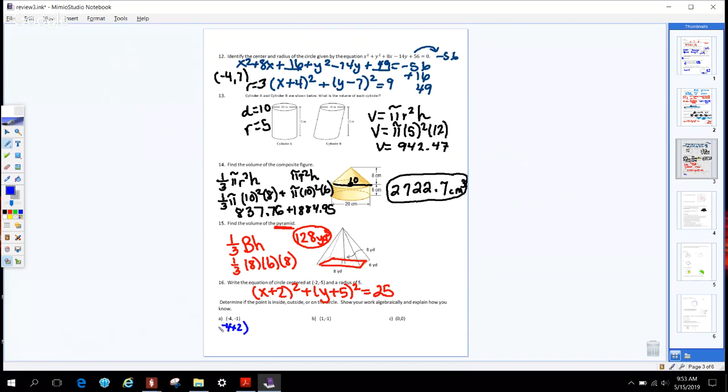-4 + 2 squared plus -1 + 5 squared, and I want to know, does that equal 25? Well, this is going to give me 2 squared plus 4 squared. That's 4 plus 16. So that is going to be inside because 4 plus 16 is 20. 20 is smaller than 25.